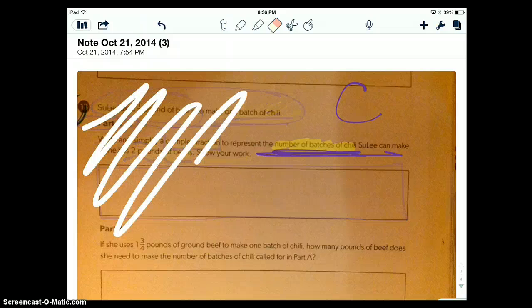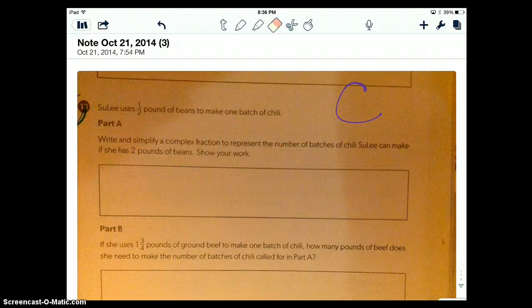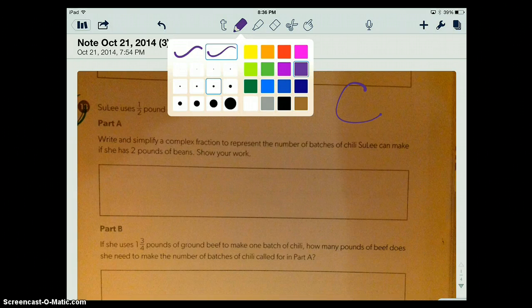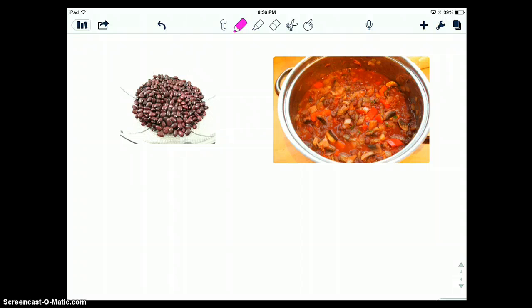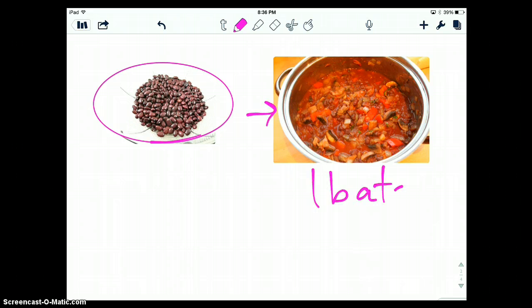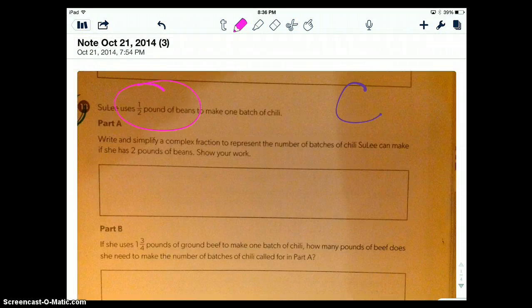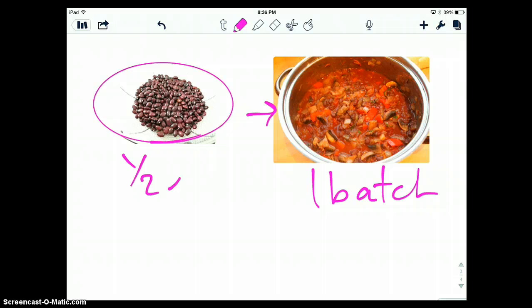Okay, that's been 1 minute. Hopefully you wrote down something in that amount of time. So now I'm going to start in. I am going to show you some things here, and give you an idea. She has some beans. How many beans does she have to use for that one batch of chili? Well, it said right here she uses a half pound for one batch of chili.